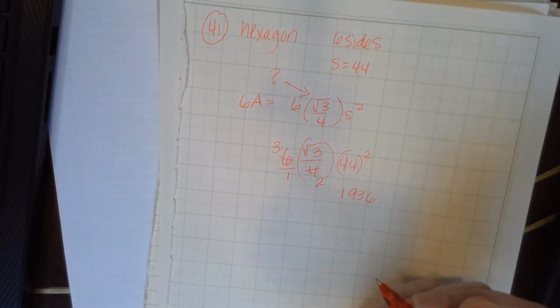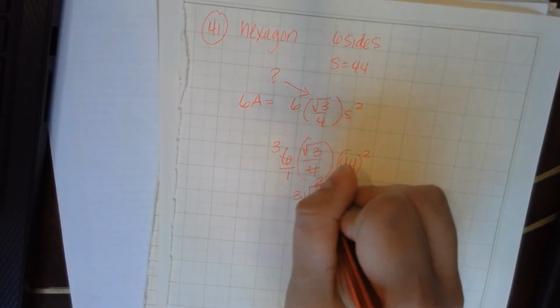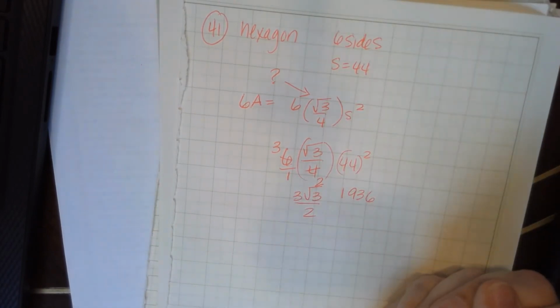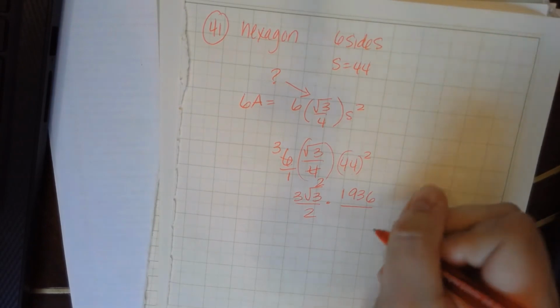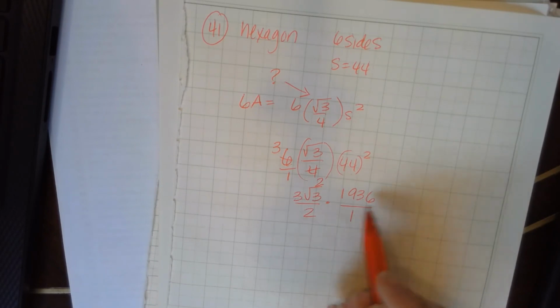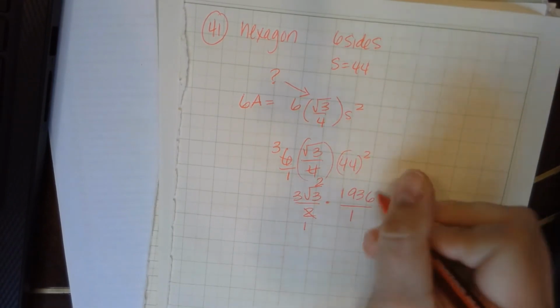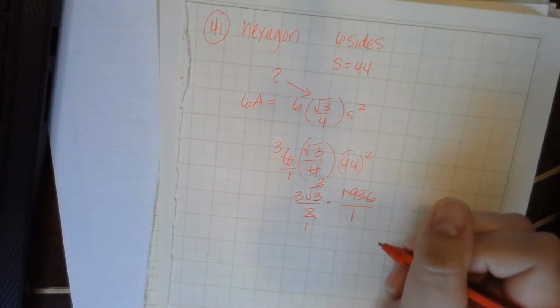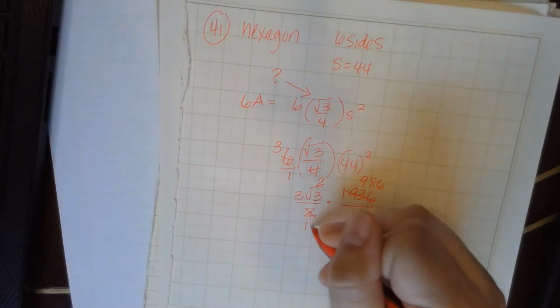Okay, so that's going to give us 3 square root of 3 all over 2. Now I'm still multiplying that by the 44 squared. So I'm going to, once again, just set this up like a fraction, and I'm going to simplify as much as possible. So 2 will go into itself once, and it'll go into 968 times. All right, our bottoms are done.